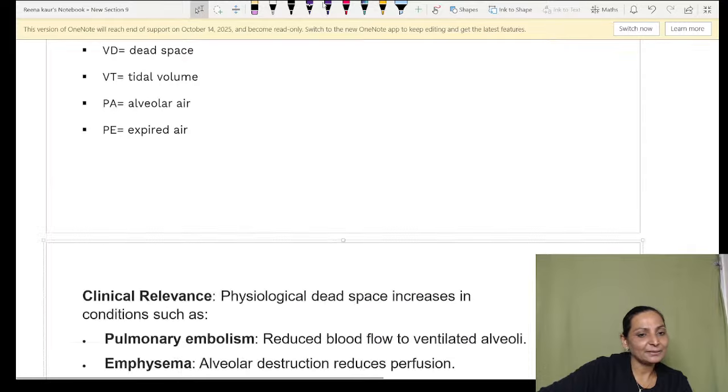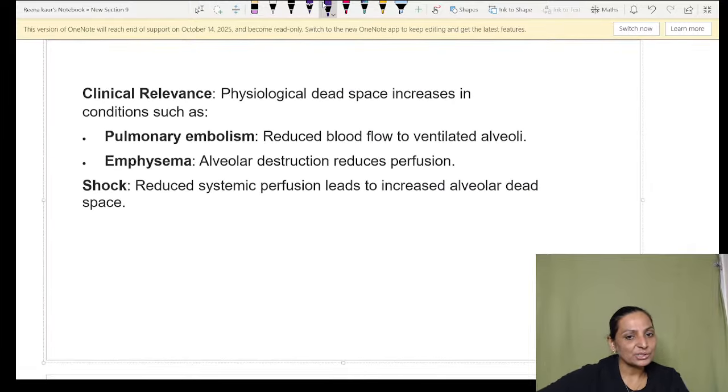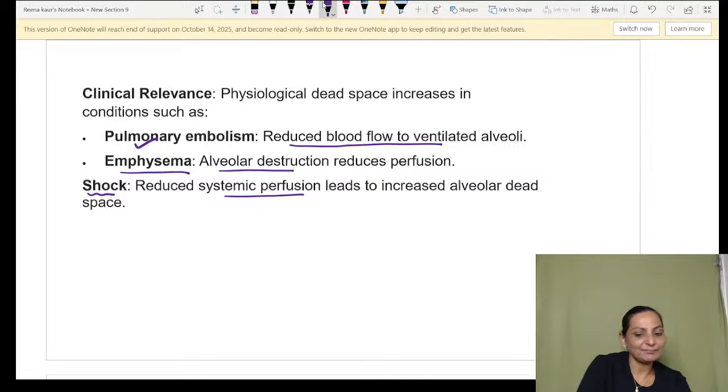Now what is the clinical relevance? Remember, physiological dead space can increase in conditions when there is ventilation perfusion mismatch. For example, in pulmonary embolism, when there is reduced blood flow to the ventilated alveoli, or emphysema, when there is alveolar destruction, which reduces your oxygenation. Now, shock, maybe there is a systemic perfusion reduction, and that can also result in alveolar dead space.